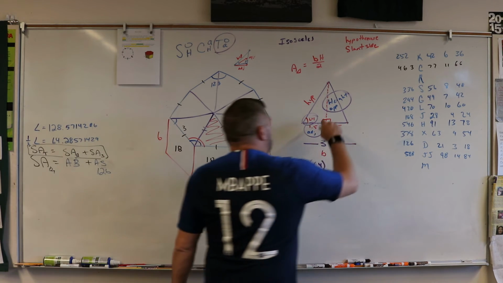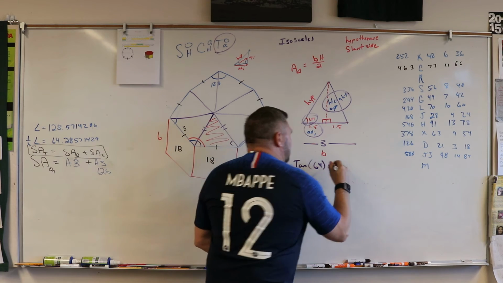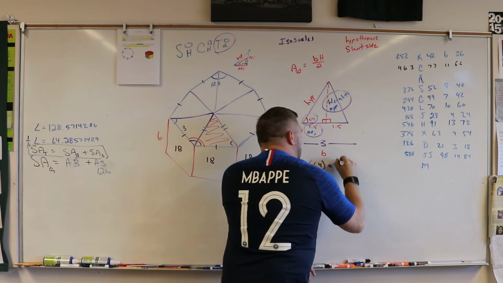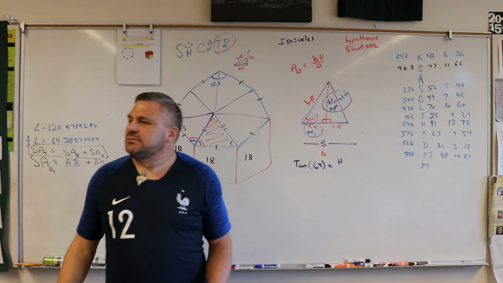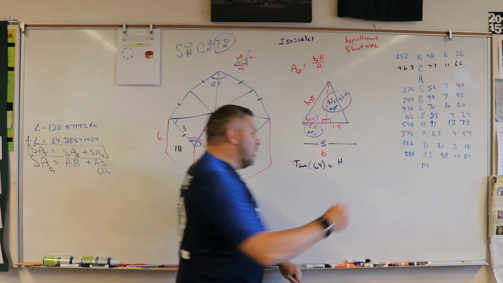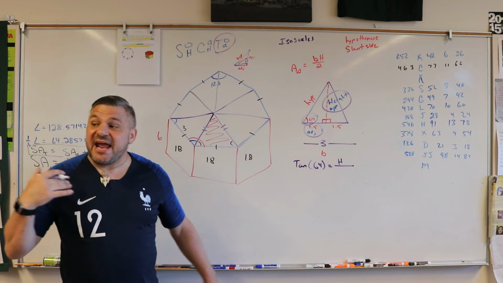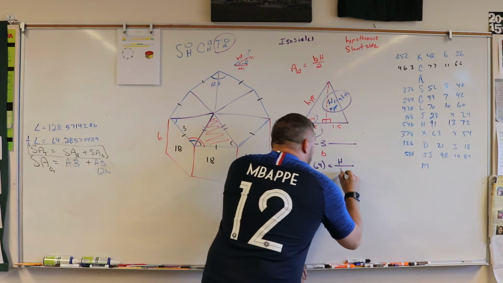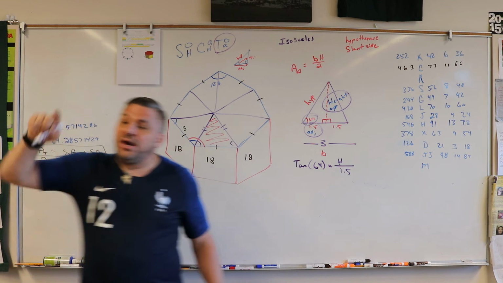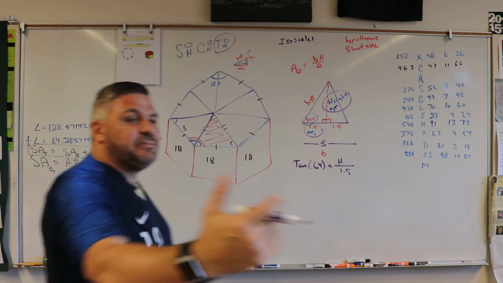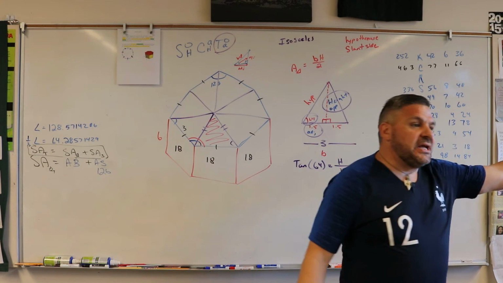Alright. So then, what does that equal? Opposite. What's the opposite side? The height. We're just going to call it H. Over the adjacent, which in my case is 1.5. But in your case, it might be 3. It might be 6. It might be 7.5.